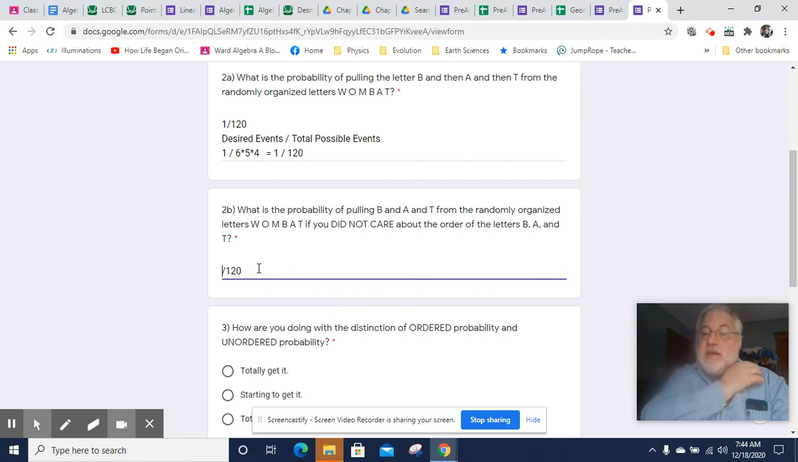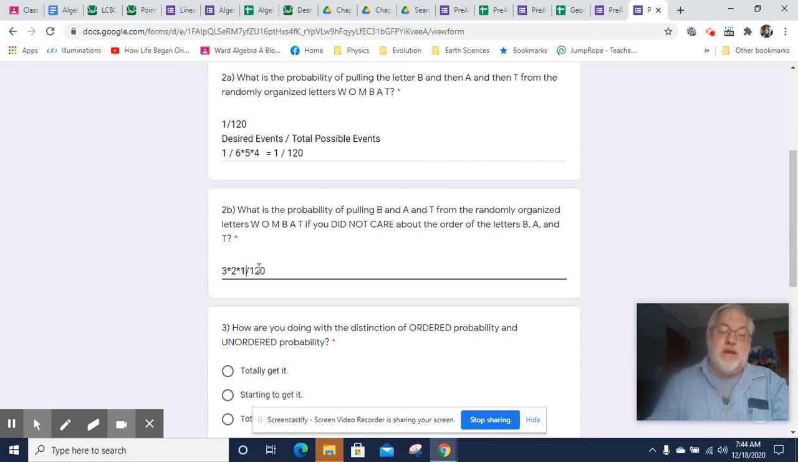However, now we could have started with any of those 3 letters as our first letter, and then we only have 2 that are our second letter. So the first pick, we had 3 possibilities of getting B, A, or T. And then the second pick, if we got one of those, there's only 2 possibilities. And then the third pick, there is only 1 possibility.